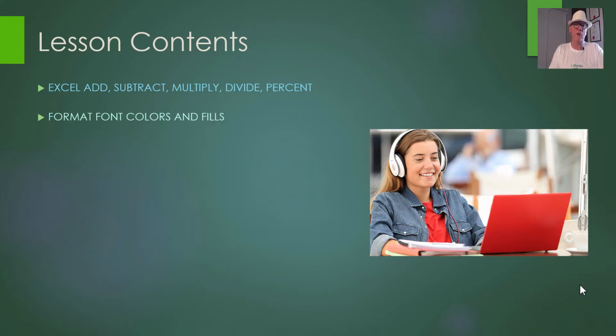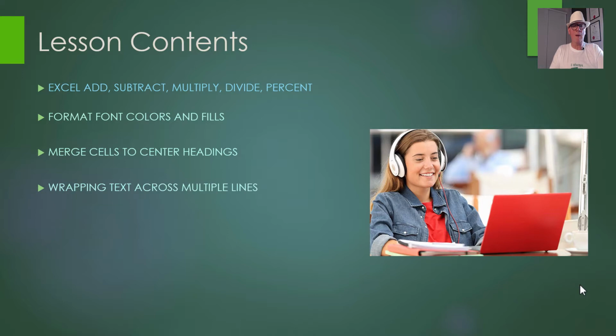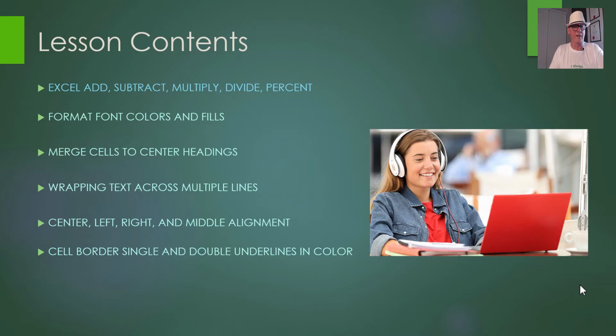We're going to format font colors and fills, which we also did in lesson 1. So it's very important you've done the Excel totals lesson, the lesson that comes before this one in the course. Merge cells to center our headings, wrapping text across multiple lines. That is a new thing. We have not done that at all yet. Center, left, right, and middle alignment. We did a little bit of that in lesson 1. We'll do some more in this lesson.